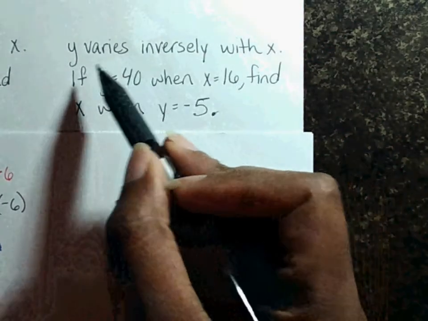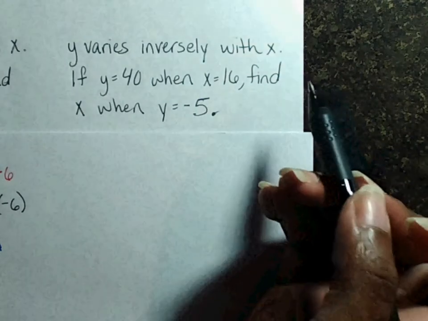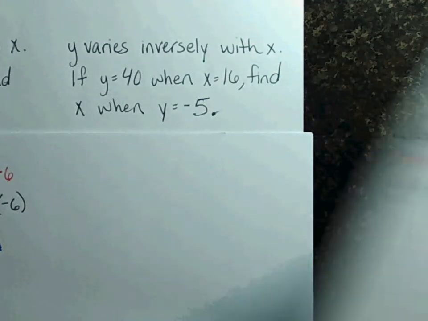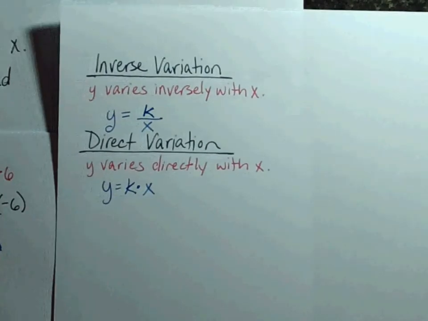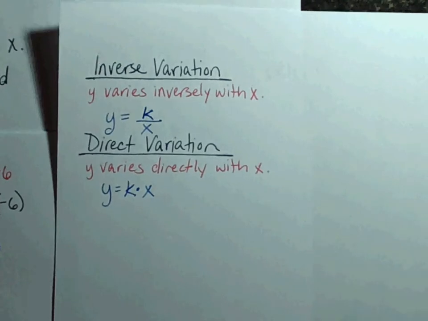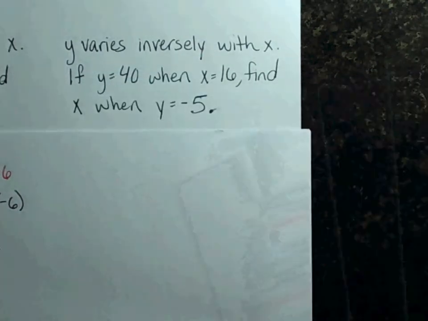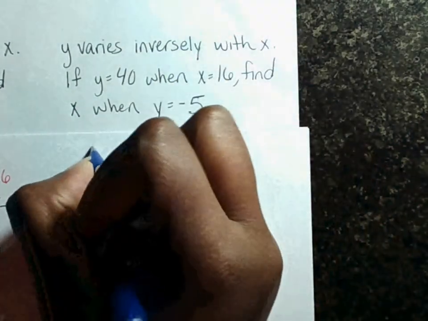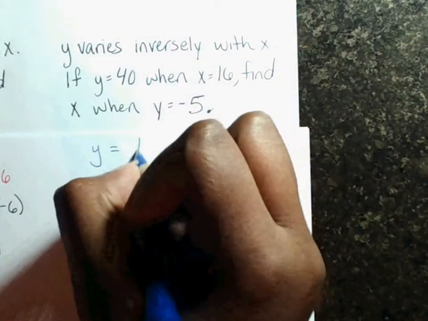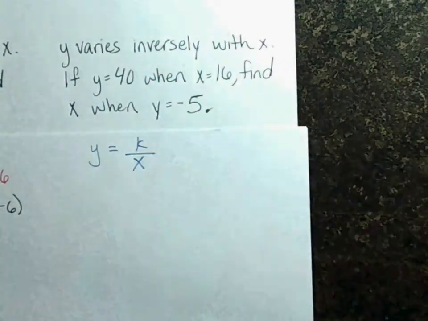It says y varies inversely with x. Miss Frazier told me it's going to be one of these two formulas. Y varies inversely with x. Inverse variation formula: y equals k over x. So, the first thing you do, you write the formula down. Y equals k over x.